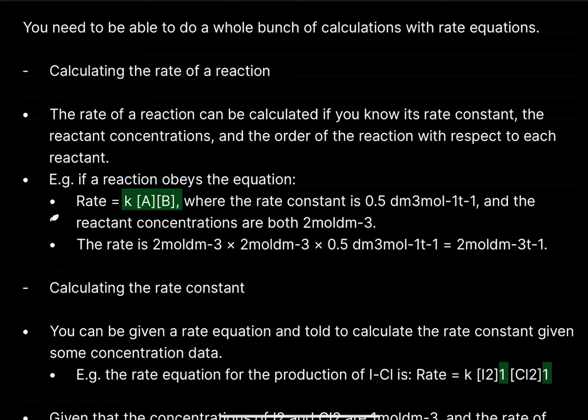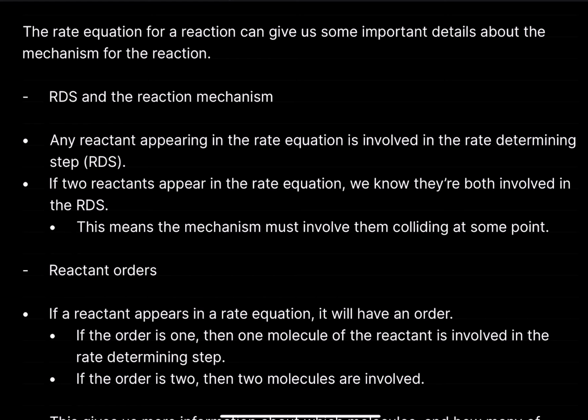So that can be read either way. Anything that's part of the rate determining step will be part of the rate equation, and therefore anything that's in the rate equation is in the rate determining step. The reason this is so important is that any reactant appearing in the rate equation is involved in the rate determining step, and if two reactants appear in a rate equation, we know they're both involved in the rate determining step. This means the mechanism must involve them colliding at some point. So we know definitely those reactants are the ones most involved in the collisions of the reaction. Obviously there are other collisions as well, but the ones we're focusing on are in the rate determining step.